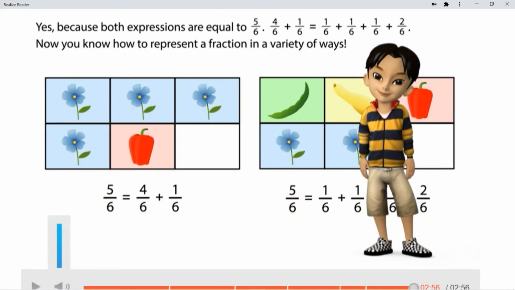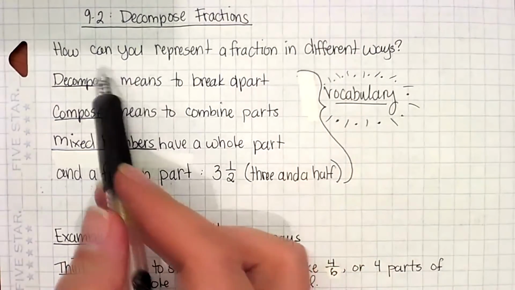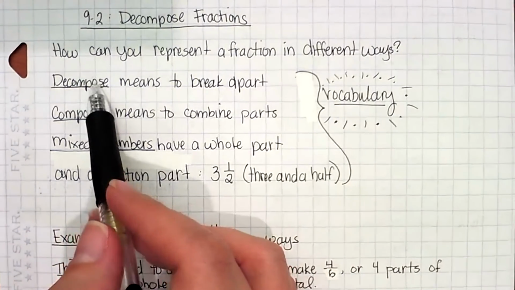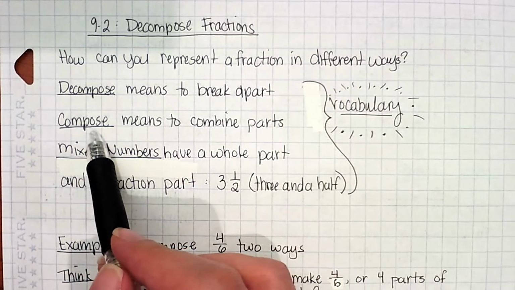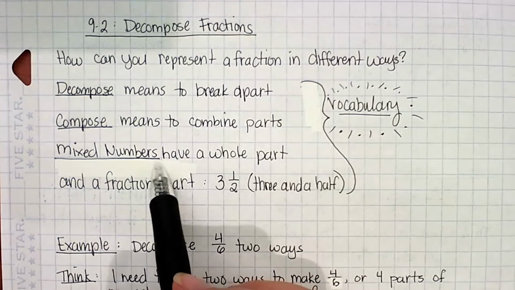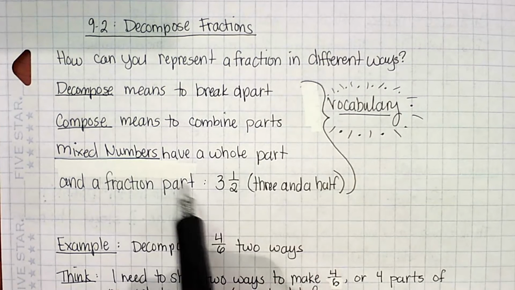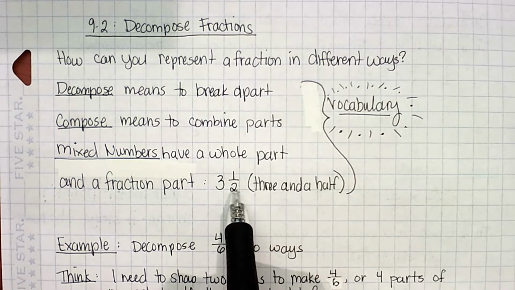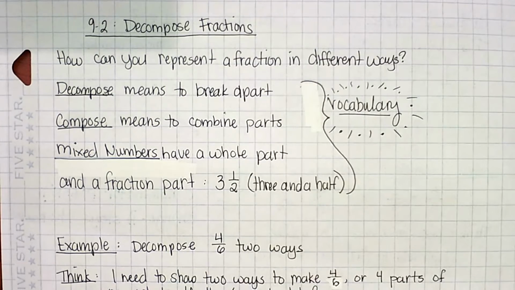All right, let's go ahead and take a look at our notes and our guided practice in this section. So we have our title at the top, 9-2, Decompose Fractions. How can you represent a fraction in different ways? These are our 3 vocabulary words that we're going to work with. We're going to work with the word decompose, which means to break apart, compose, which means to combine parts, and then we're also going to talk later about mixed numbers. Mixed numbers have a whole part and a fraction part to them. So 3½ over here is a mixed fraction. It's mixed with whole numbers and fraction parts.